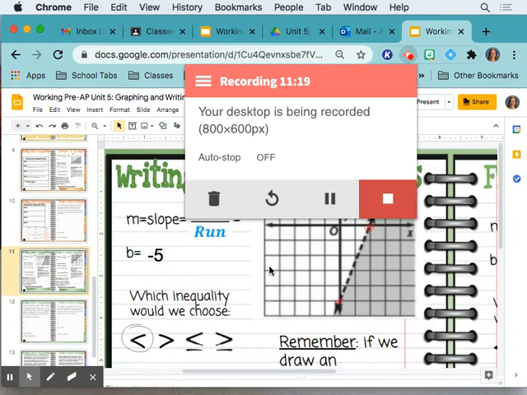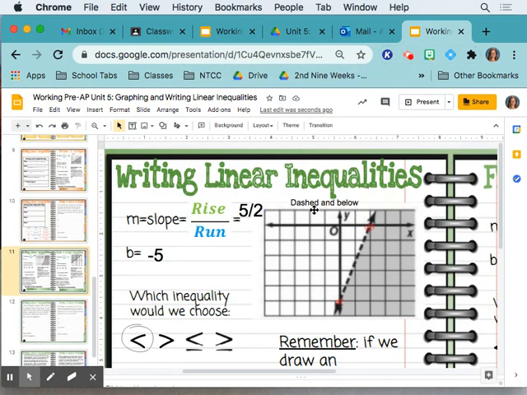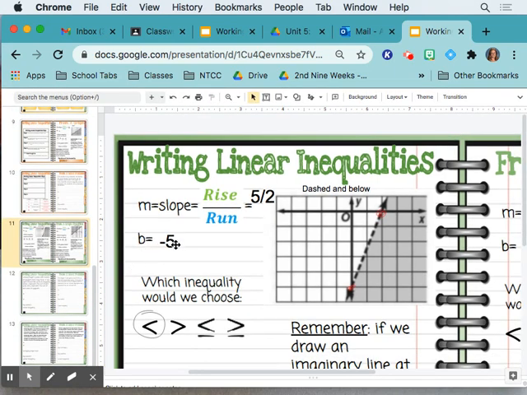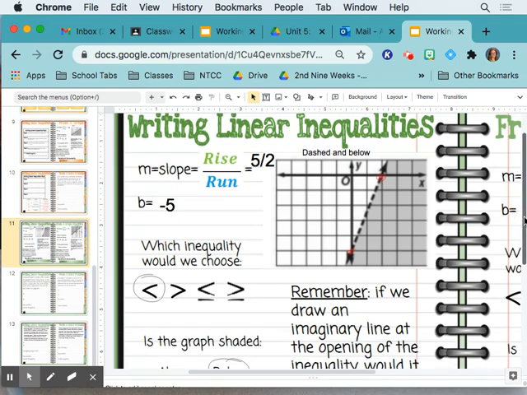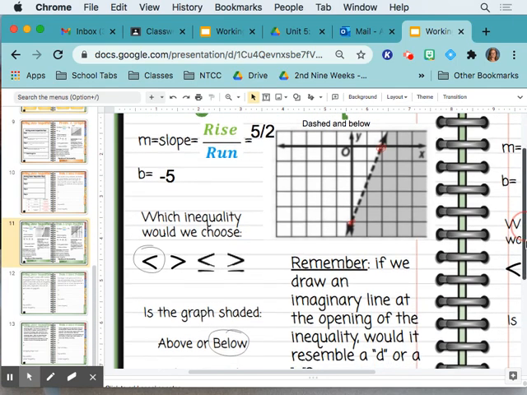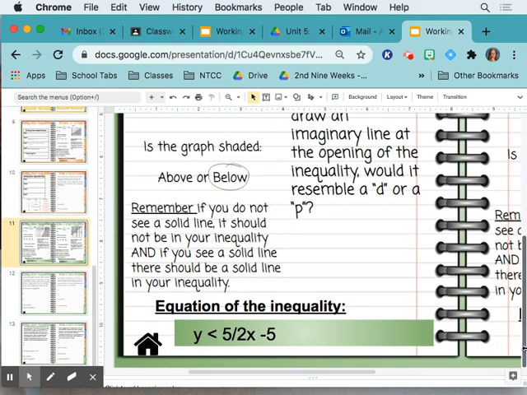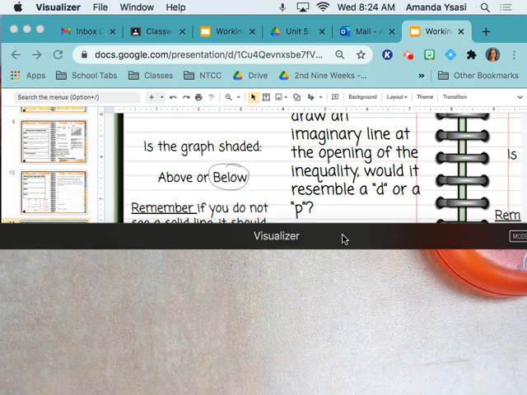All right, let's check and see how you did. So on this one, it's dashed and below. Rise over run is 5/2. Oh, I have not changed the screen up top. Sorry. And the y-intercept is -5. Dashed and below. So if it's dashed and below, it'd be less than symbol because it is shaded below. So the inequality is y is less than 5/2x minus 5. How'd y'all do? Okay, so now check it in your calculator.